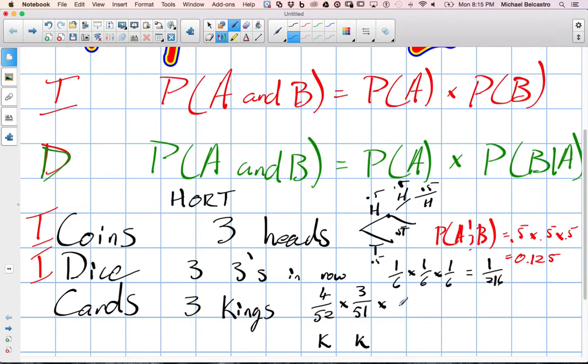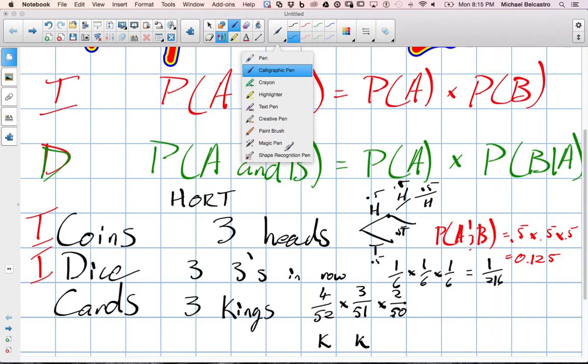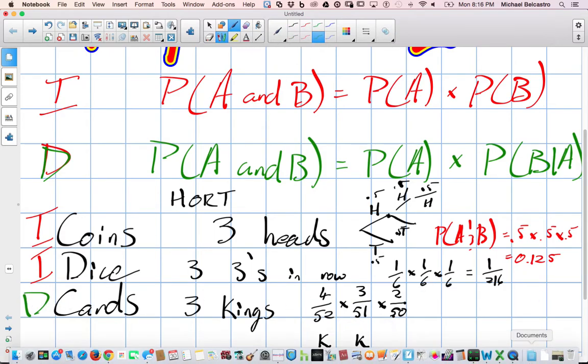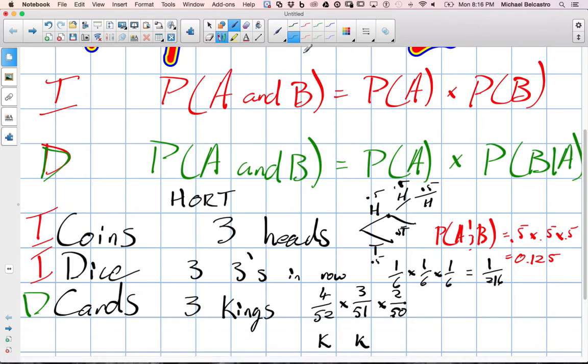Okay, so that's for drawing the next king. What about for the next king? How many kings are left in the deck? 2. How many cards are left? 50. Has the probability of each event stayed the same? No, it's changed. So what type of event is this? Dependent. This is a dependent event.